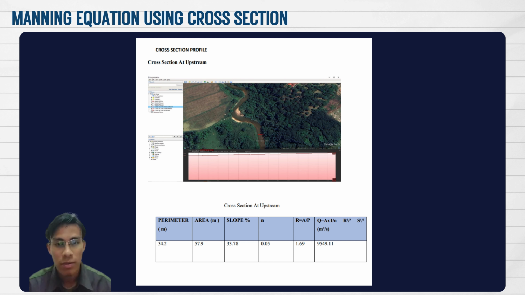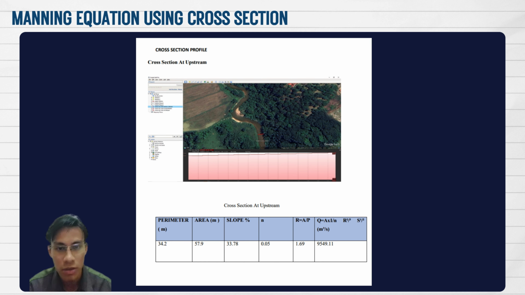Today I would like to continue the presentation with the Manning equation using the cross section. The cross section we have to divide into three parts: the upstream, middle stream, and the downstream.